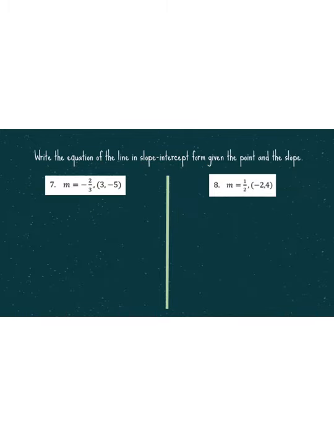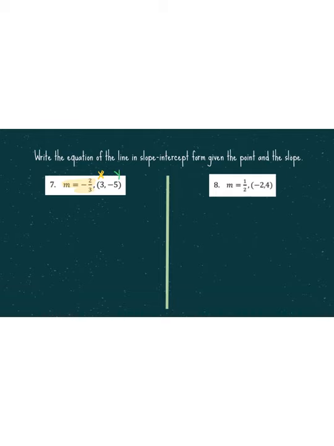Okay, we're going to continue on with number 7, where it says write the equation of the line in slope-intercept form given the point and the slope. So our slope, remember, is our m. It's saying our slope is negative 2/3, and then the point they're giving us is this one right here. Our first one is going to be our x, because remember, x comes before y, and our y is going to be our second one.